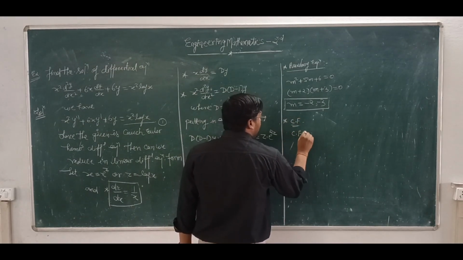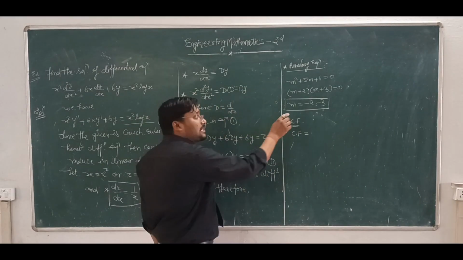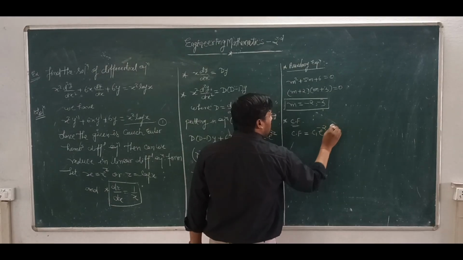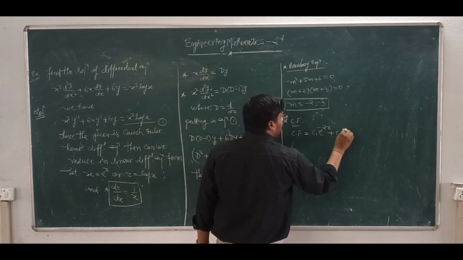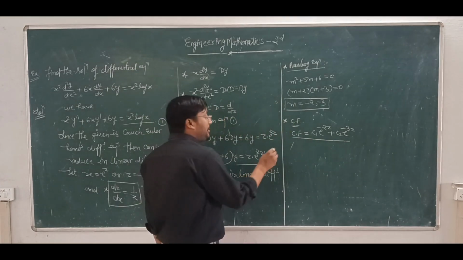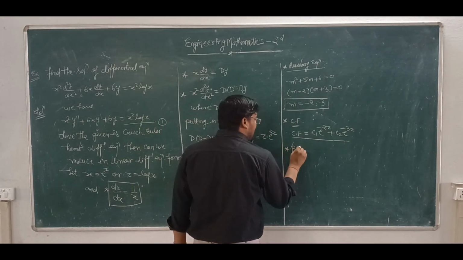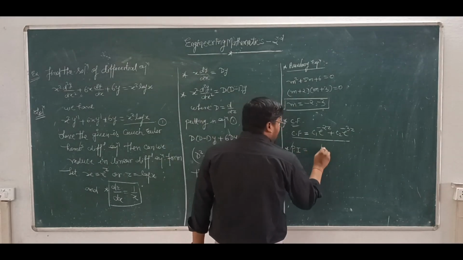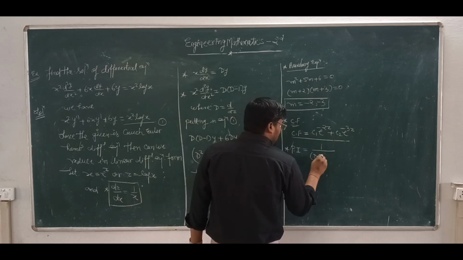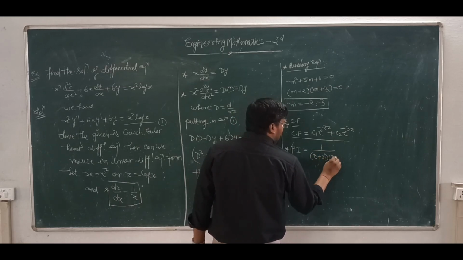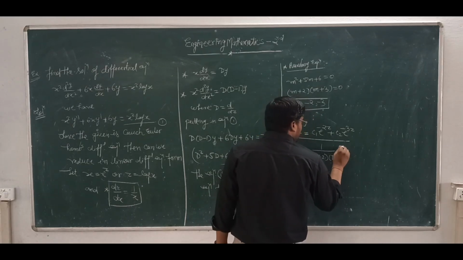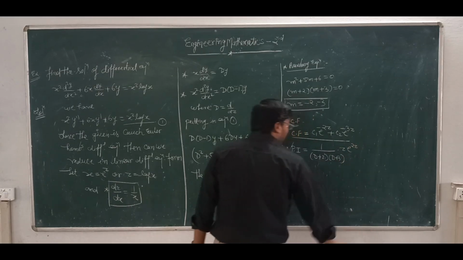Now CF is equal to, there are two different roots of m, therefore C1 e to the power minus 2z plus C2 e to the power minus 3z. This is your CF. Now second, find the value of PI. This means particular integral. PI is equal to 1 upon D square plus 5D plus 6, you can write (D plus 2)(D plus 3), into z e to the power 2z.